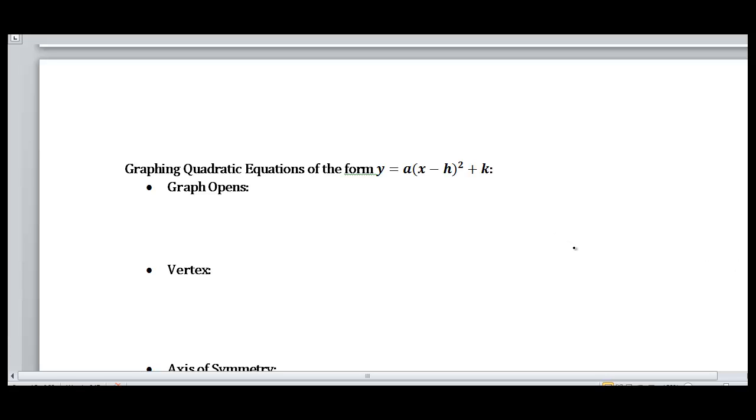We're going to determine how it opens. We're going to do that first. It's going to be the same as before, right? So if a, which is this number outside the squared term, is greater than 0, it's going to open up. And if it's less than 0, it's going to open downward. So that is exactly the same as before. Whatever number is on the outside of that parentheses is going to be multiplied by the x squared, and that's why that works the same as before.